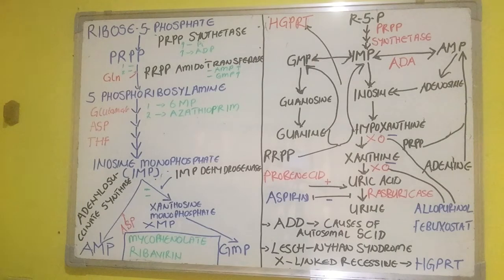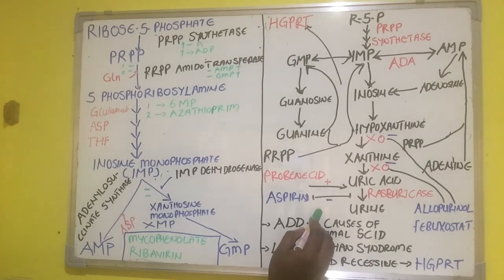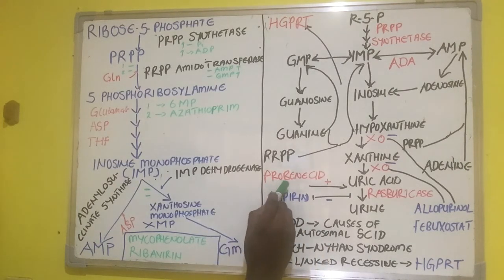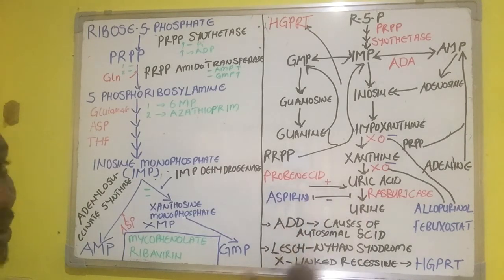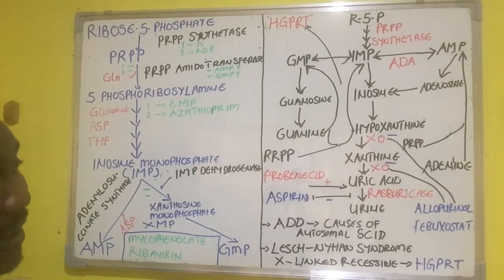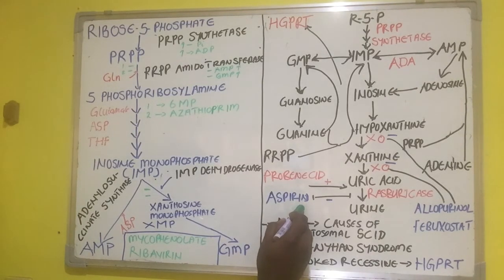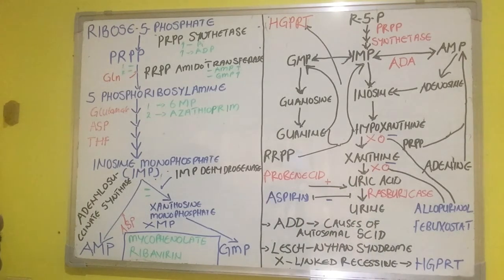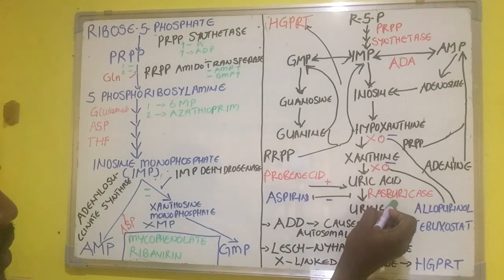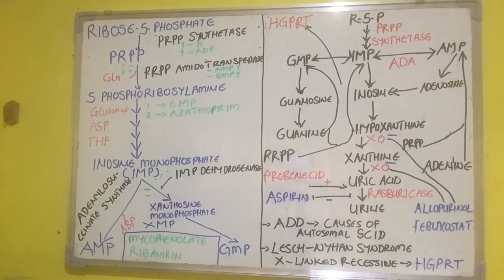So now I'll talk about this. Let's start with probenecid. Probenecid helps make this reaction continuous. Aspirin, on the other hand, hinders the conversion of uric acid to urine. Rasburicase also helps in the conversion of uric acid to urine.